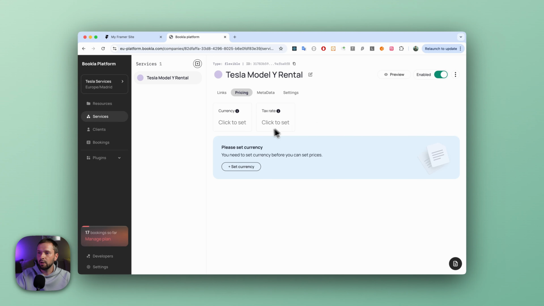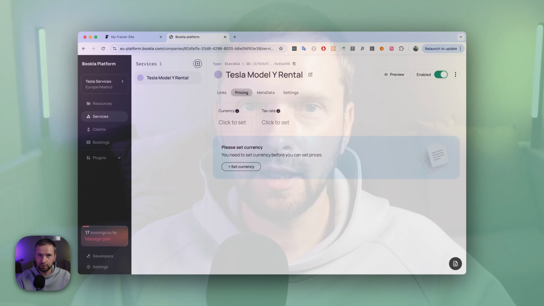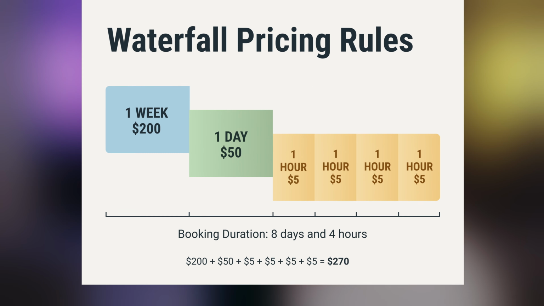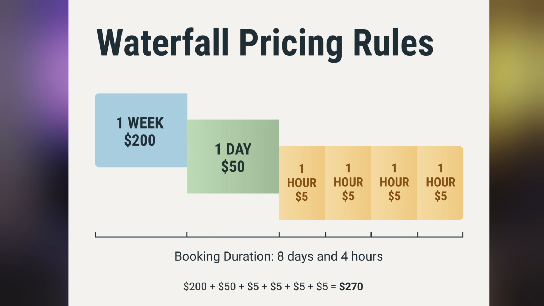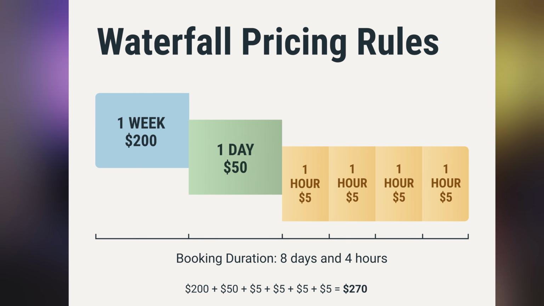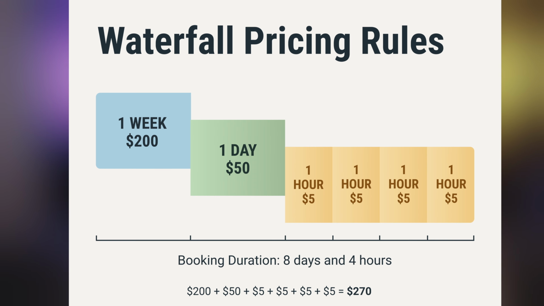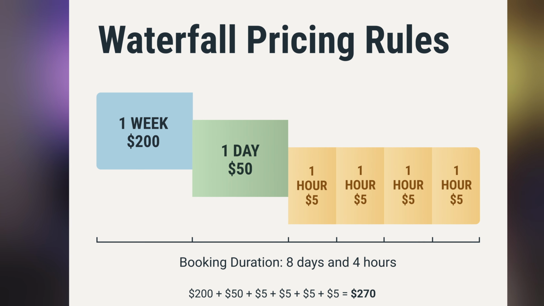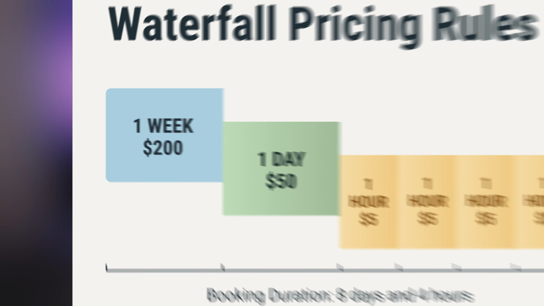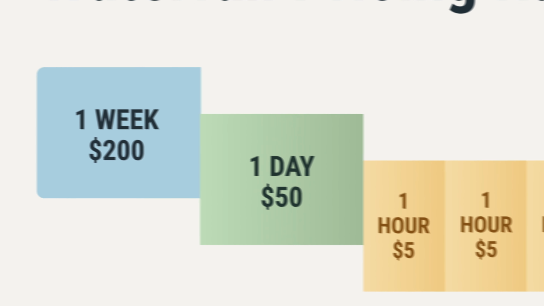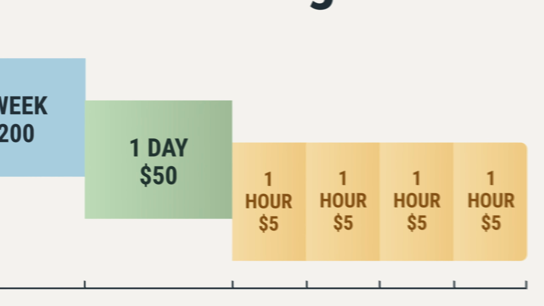But before we can go deep into the pricing here on the platform, I want to explain how the pricing works. To understand how price rules work in Bookla, I will show you this image. Just imagine a waterfall, and every step of the waterfall is our price rule. The higher the price rule, the higher the step. So for example, here we have 3 steps: 1 week, 1 day, and 1 hour. That corresponds to our price rules.